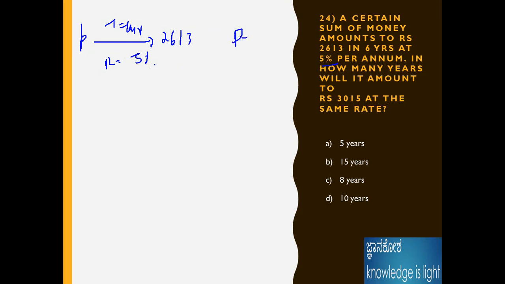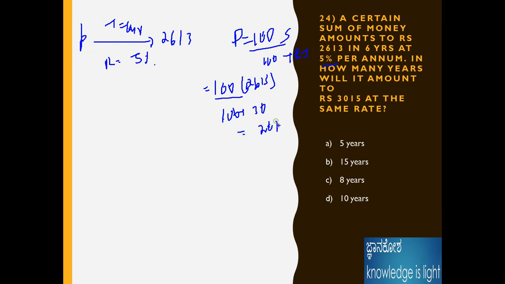We already know P is equal to 100 times A divided by 100 plus RT. So 100 into 2613 divided by 100 plus 6 times 5, that is 30. Solving that, we get the answer 2010. P is equal to 2010. How many years will it take? 2010 is now converting to 3015.